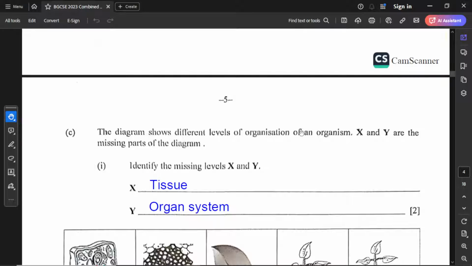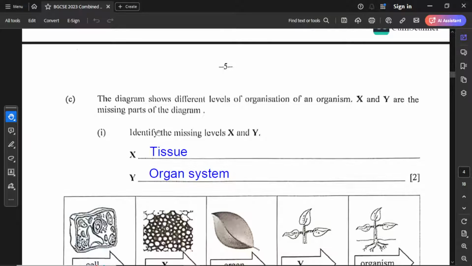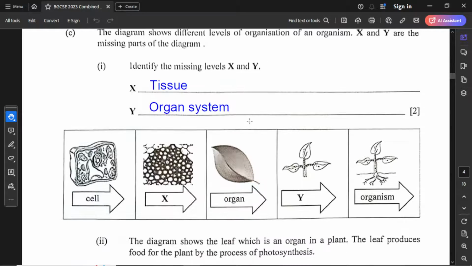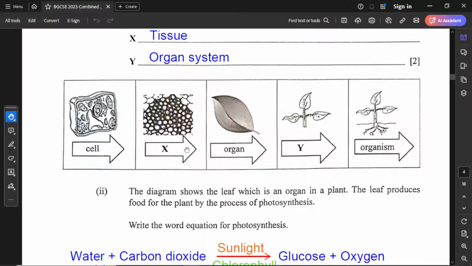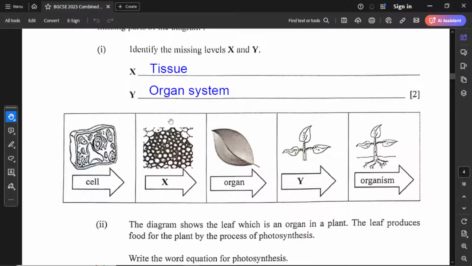All right, for part C, the diagram shows different levels of organization of an organism. X and Y are the missing parts of the diagram, and so we say identify the missing levels X and Y. And so here we have X and Y here. All right, and so X is the tissue because tissues come after cells. So notice that. All right, so you have cells and tissues.